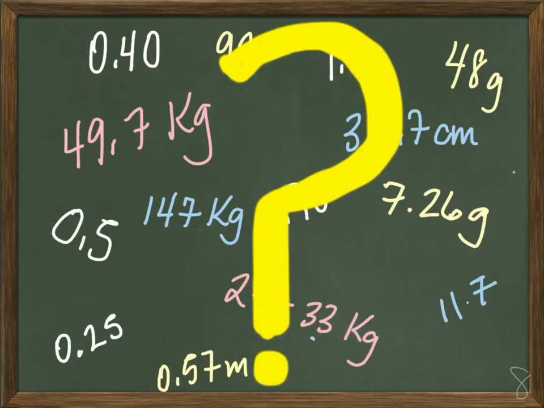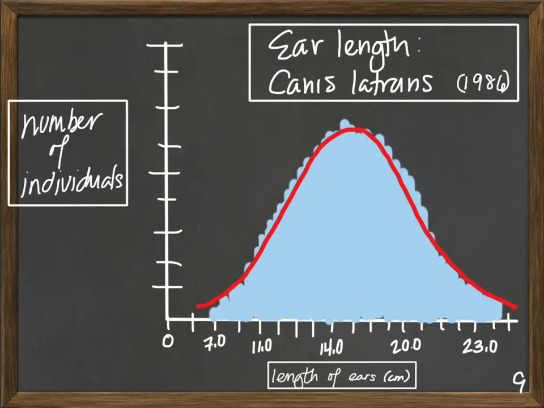Now, each of these is just a bunch of numeric data, really, and it doesn't make a whole lot of sense until we can organize that data in some way that allows us to see it clearly. So, how do these actually look on paper or on screen? Well, you should remember this. This is, again, a normal distribution. And here we're looking at ear length in Canis latrans. Canis latrans is the coyote.